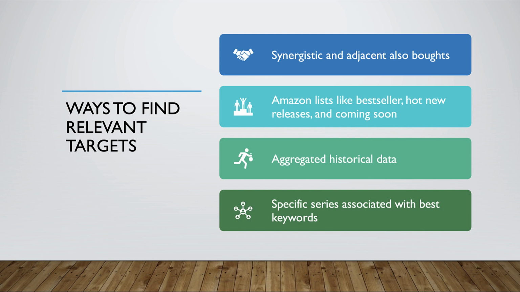Aggregated historical data. This is where you download your search term report and you go through it and you connect different search terms and different ASINs to the book or author or series that it's likely connected to. And sometimes you're going to get a lot of different things it could be connected to, and that's just not something you're going to consider.